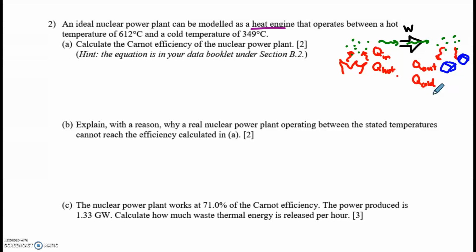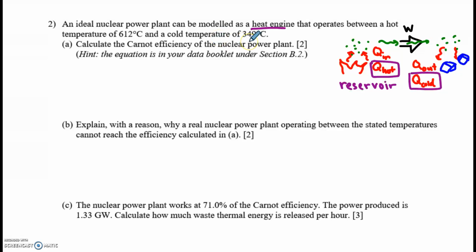So one of these values is positive and one is negative. Which is positive? Q hot, because that's heat transferred to the gas from the hot object. What's negative? Q cold, because that's heat transferred out of the gas to the cold object. We don't call these objects though, we call them cold and hot reservoirs. That's our fancy name, reservoir.